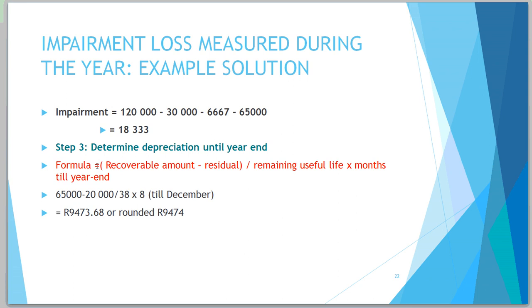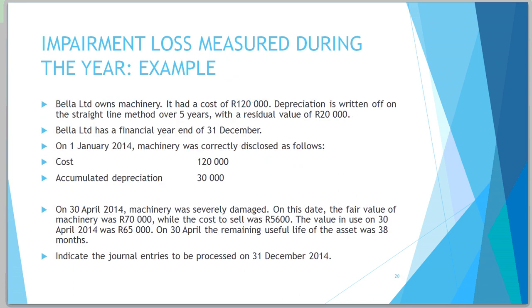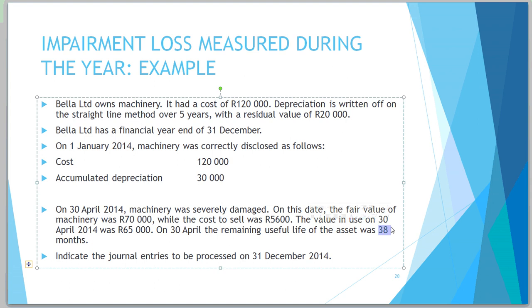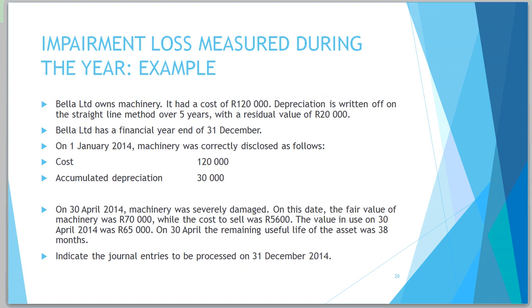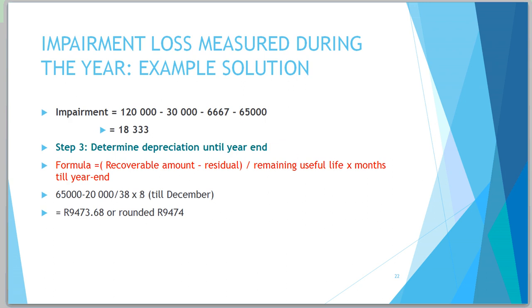You need to deduct the 20,000, which is your residual value. You need to divide by 38 months. The 38 months was given to you in the question. If we could just go back, they say on 30 April, the remaining useful life of the asset was 38 months. So there it was given to you. Should be applied there. And then times 8 months.